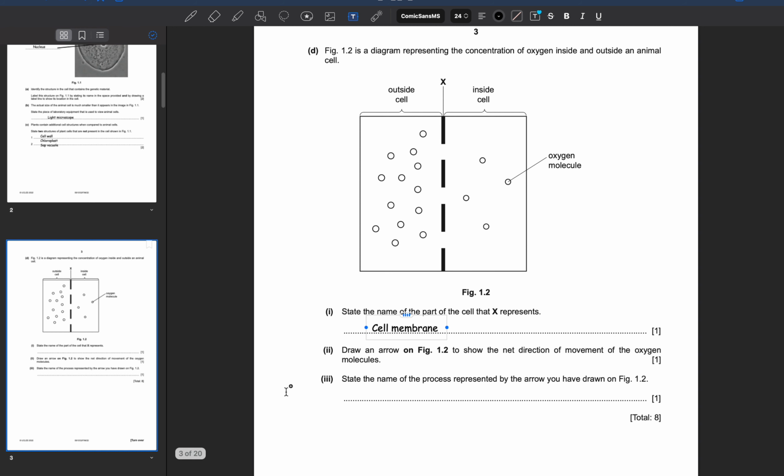The next question says draw an arrow on figure 1.2 to show the net direction of movement of the oxygen molecules. Here we have higher concentration and here lower concentration, so the movement of molecules will be from higher concentration to lower concentration by a process called diffusion. So I have to draw an arrow from the high concentration to the low concentration. Here it is. Only one arrow, and the arrow must show the movement of the molecules from where to where.